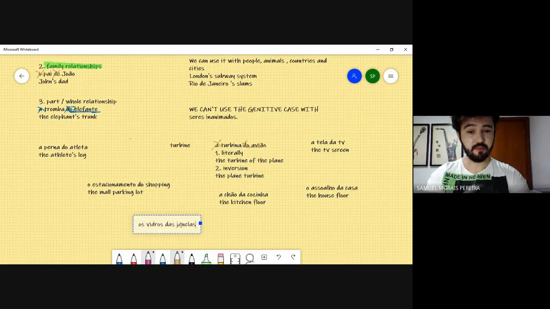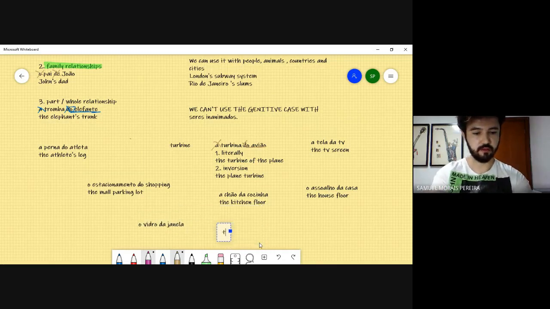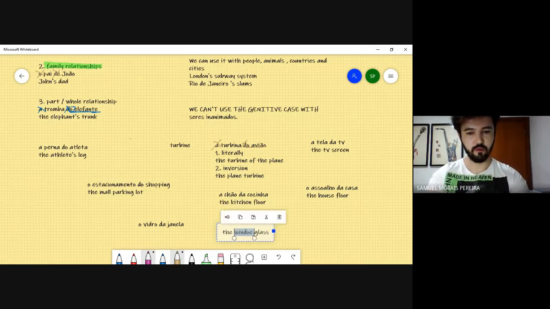Vamos lá. Se você sabe que janela... Vou pôr vidro no singular, né? O vidro das janelas, ó. Ou no singular tudo mesmo. O vidro da janela. Se você sabe que vidro é glass e que janela é window, você consegue facilmente chegar nisso daqui, ó. The window glass, né? The window glass. O vidro da janela.